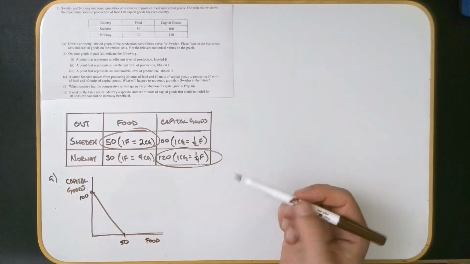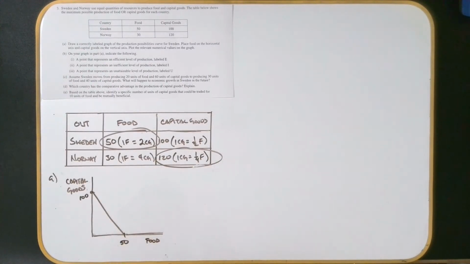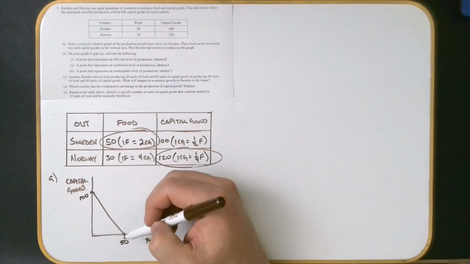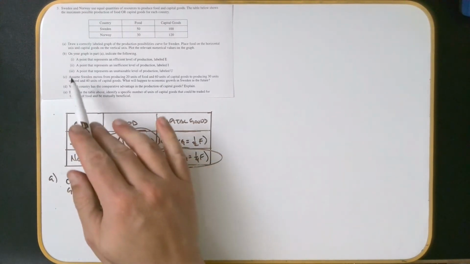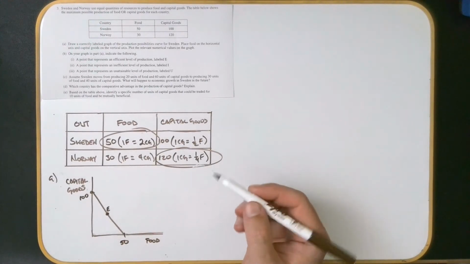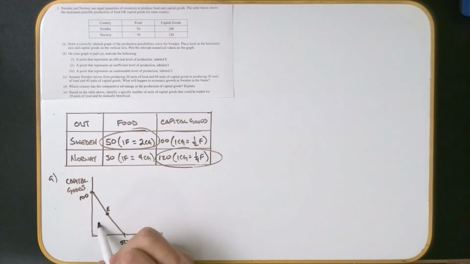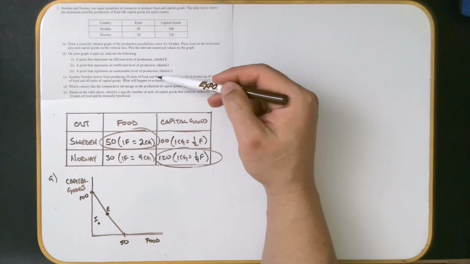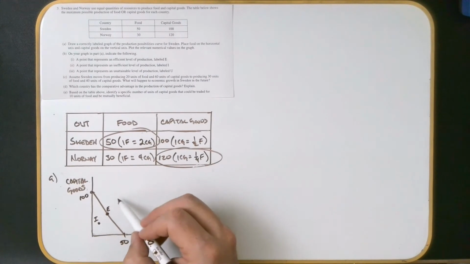Then for part B, it says on your graph in part A, indicate the following. A point that represents an efficient level of production. Well, any point along the curve is going to be productively efficient, so any point you want, just take that and label it as E. Part 2 says a point that represents an inefficient level of production labeled as I. Well, anything inside here will work, and so we'll call that I. Then it says a point that represents unattainable levels of production. Anything outside here, and that would be U.